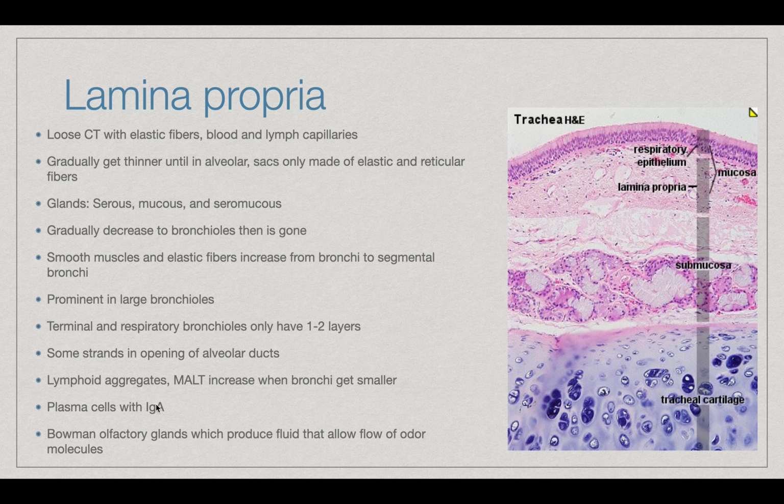So there's going to be a lot of plasma cells with IgA at the ready, and then Bowman olfactory glands are going to produce the fluid that allows the flow of odor molecules right at the cribriform plate.